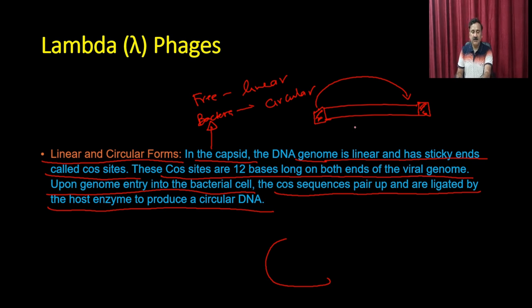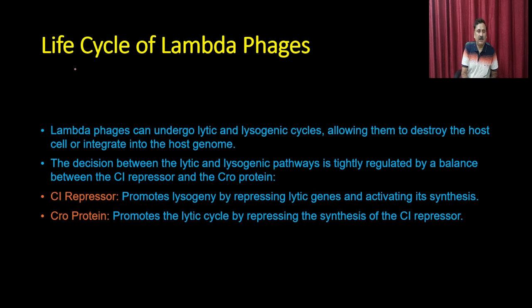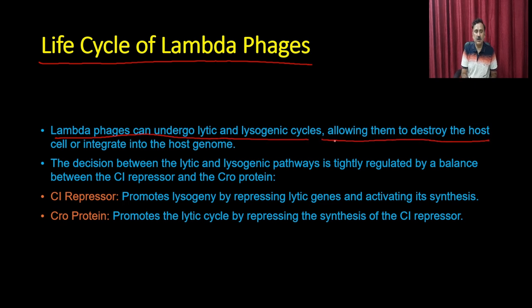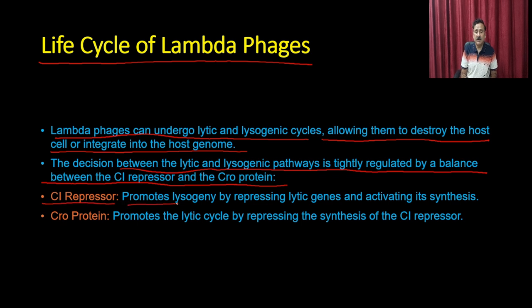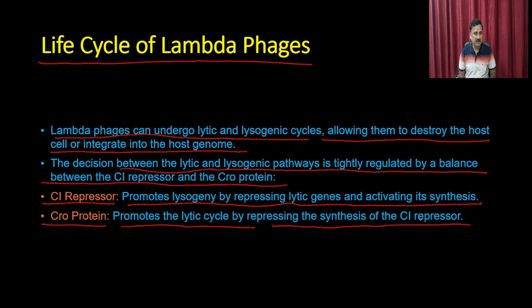Now, let us talk about the lytic and the lysogenic cycle. The life cycle of the lambda phage has two different phases: the lytic phase and the lysogenic phase. So, the lambda phage can undergo lytic and lysogenic cycles, allowing it to destroy the host cells or integrate into the host genome. The decision between the lytic and the lysogenic pathway is tightly regulated by a balance between the CI repressor and the Cro protein. The CI repressor promotes lysogeny by repressing the lytic genes and activating its own synthesis, whereas the Cro protein promotes the lytic cycle by repressing the synthesis of the CI repressor.